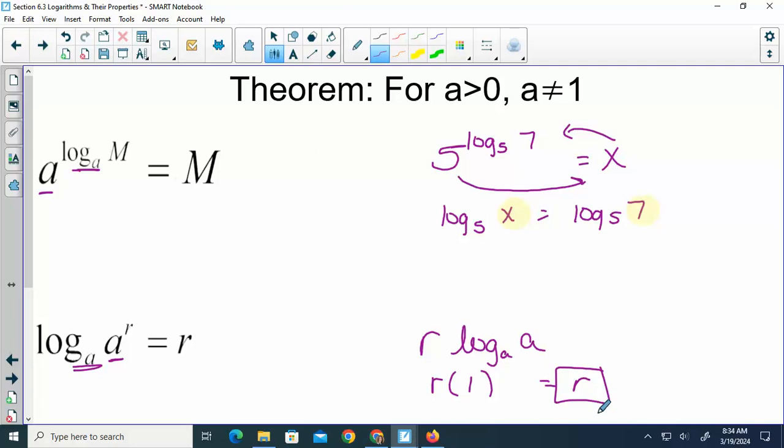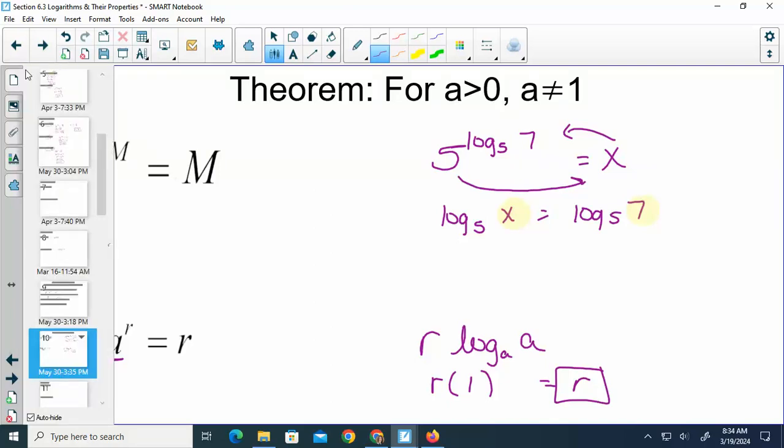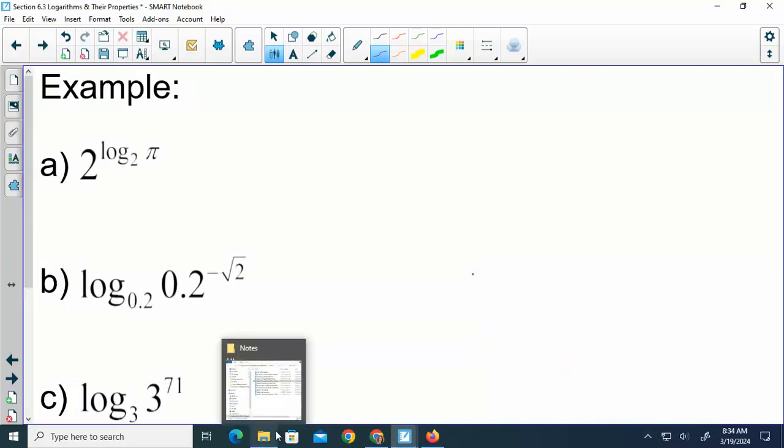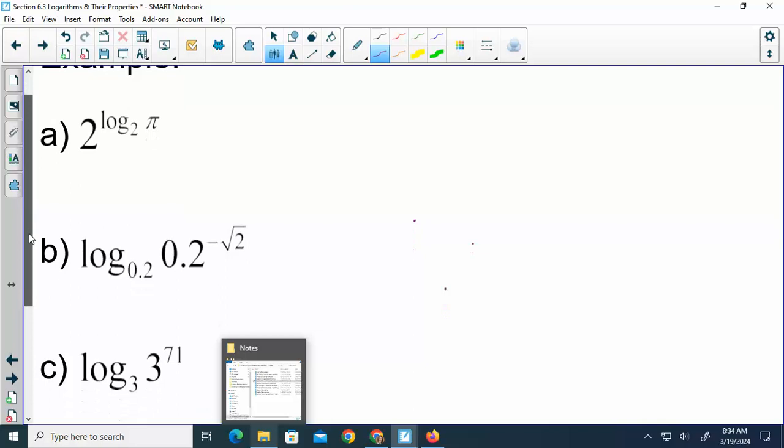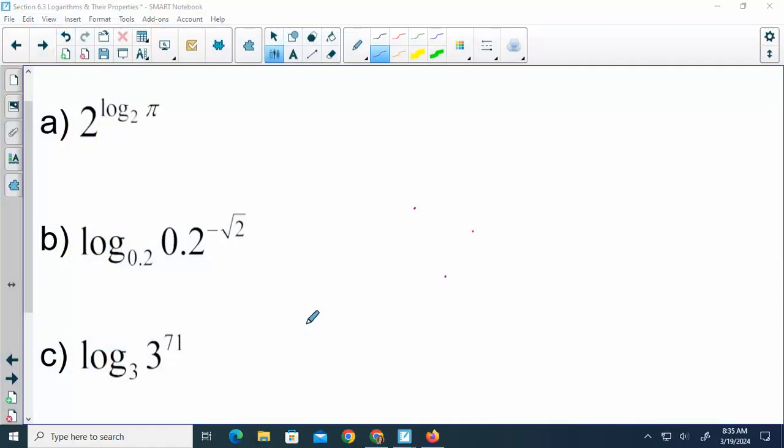We're going to do just a few examples of this and then I'm stopping for today. So if I asked you to tell me what each of these things were equal to. The first one: 2 to the log base 2 of pi power. Worst case scenario, you set it equal to x and try to use the definition to figure it out. Best case scenario, what do you realize?